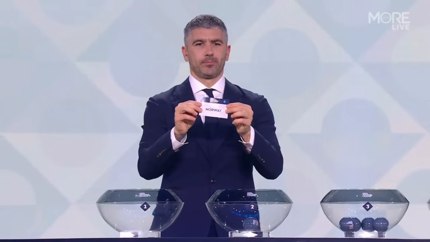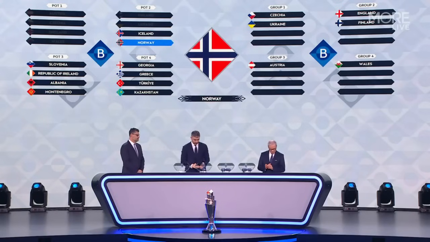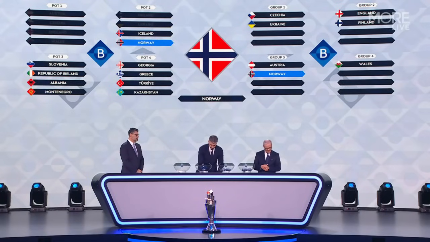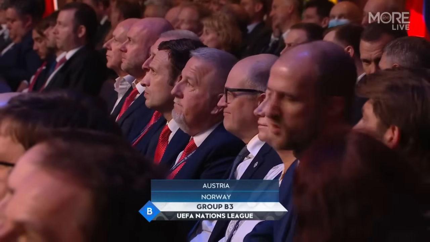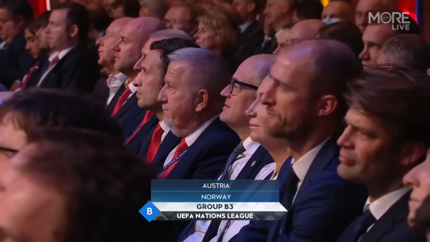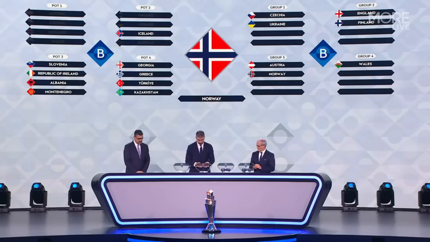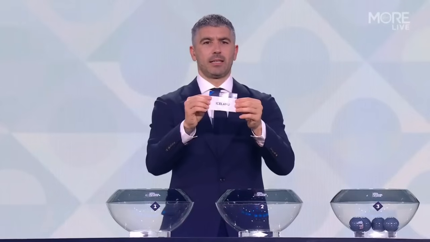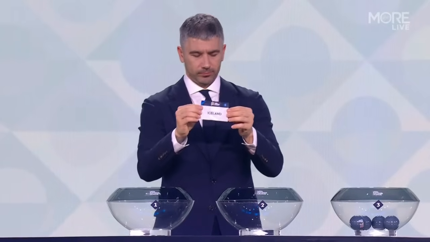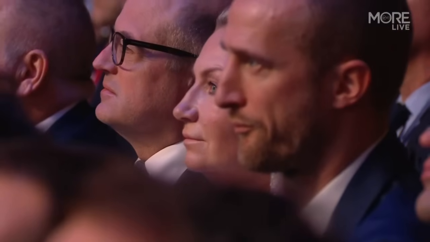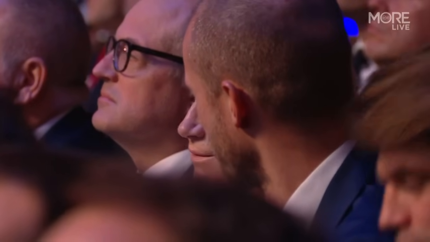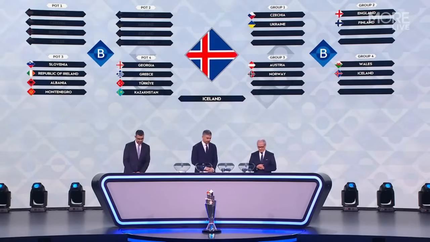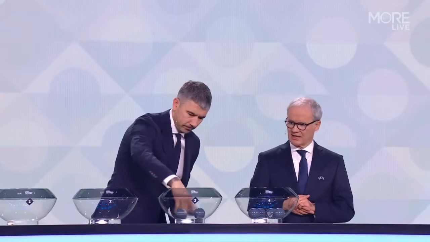Norway. Norway is joining Austria in Group B3. It's a third successive participation for Norway. Iceland. Iceland, the last team, Iceland together with Wales. Iceland is also ready for Euro 24 playoff. All these playoffs were obtained thanks to the results in the Nations League.